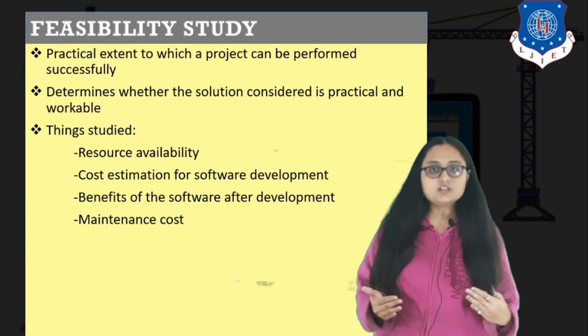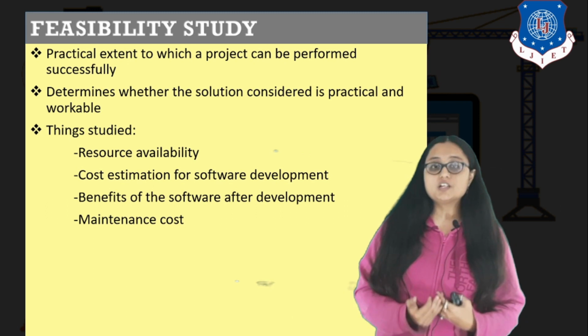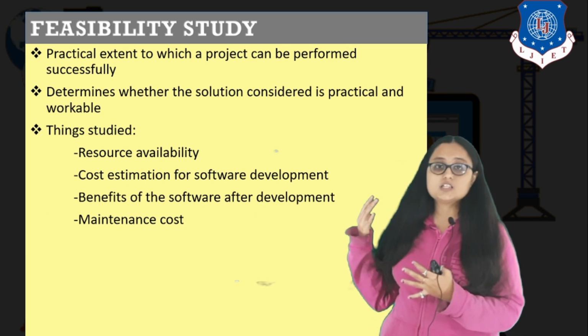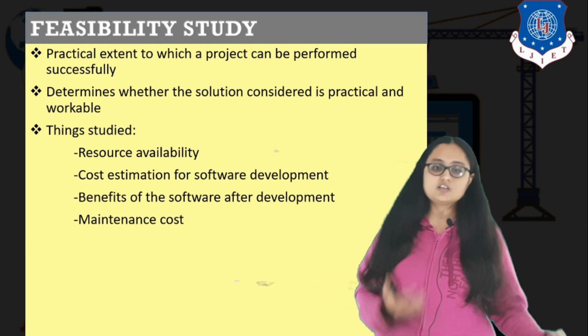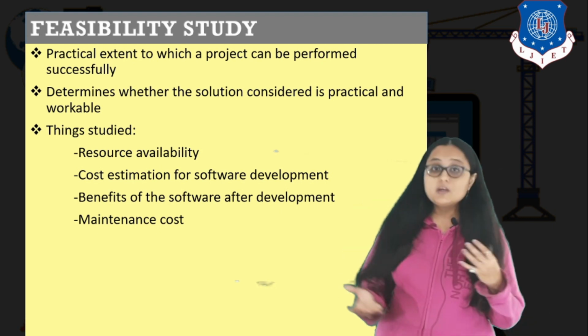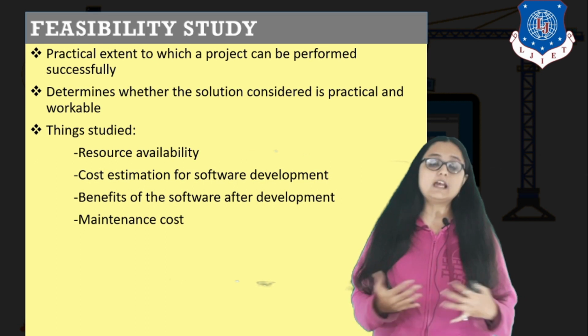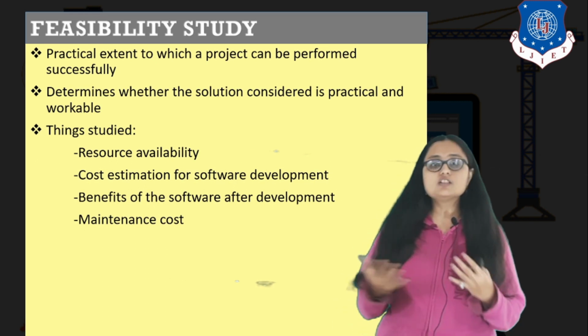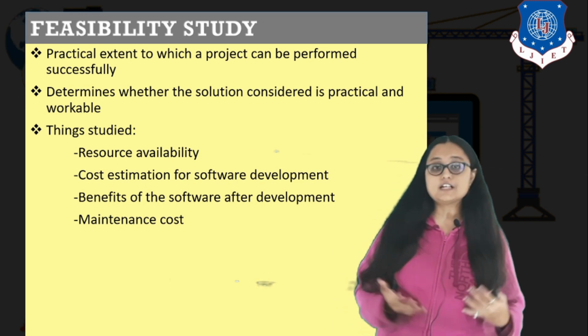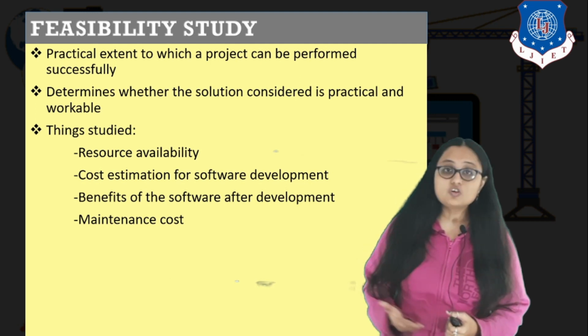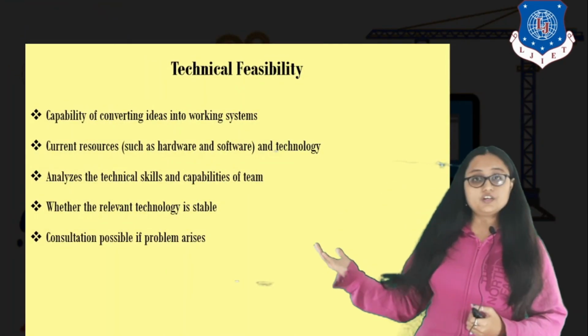There are different genres in which we need to consider feasibility, like resource availability, the cost estimation, what will be the benefits of developing the software, what will be the maintenance cost, and the cost feasibility. These are the different things that you need to consider in feasibility. Based on these factors, you have different types of feasibility.